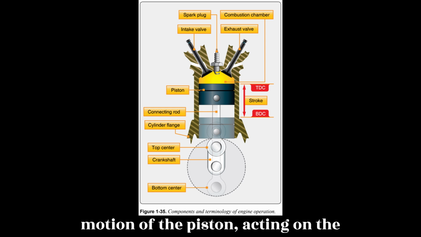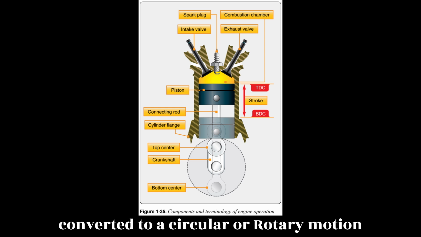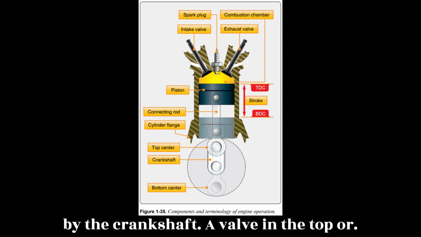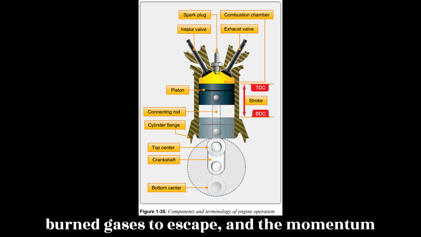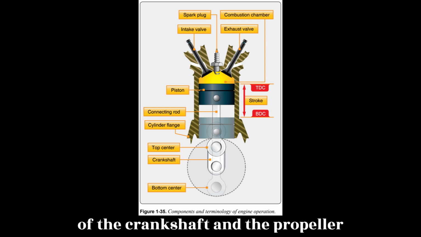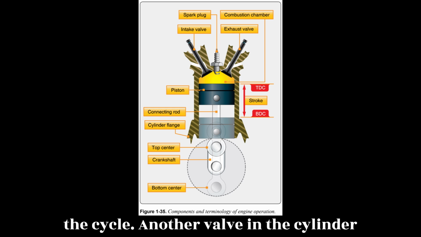This downward motion of the piston, acting on the crankshaft through the connecting rod, is converted to a circular or rotary motion by the crankshaft. A valve in the top or head of the cylinder opens to allow the burned gases to escape, and the momentum of the crankshaft and the propeller forces the piston back up in the cylinder where it is ready for the next event in the cycle.